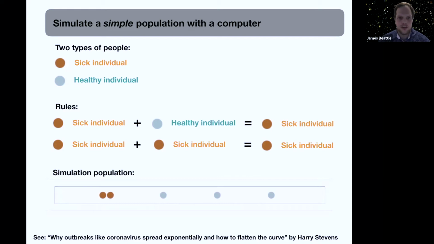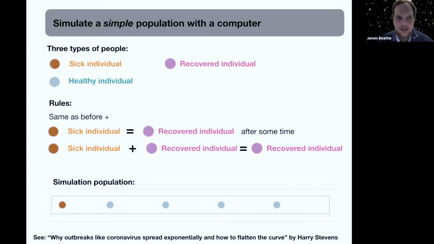But also, when people get sick, after some amount of time, they recover. So we should include not only sick and healthy individuals in our population, but also recovered individuals. And the rules of the simulation are going to be the same. A sick individual will recover after some amount of time. And in these simulations, they will recover and be immune to the disease. Also, a sick individual interacting with a recovered individual will just get our recovered individual back because of this immunity.